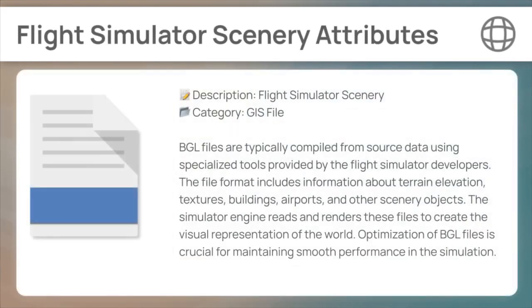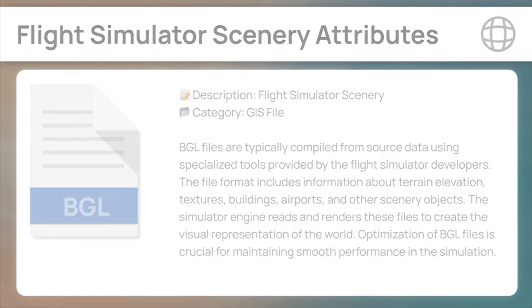BGL files are typically compiled from source data using specialized tools provided by the flight simulator developers. The file format includes information about terrain elevation, textures, buildings, airports, and other scenery objects. The simulator engine reads and renders these files to create the visual representation of the world. Optimization of BGL files is crucial for maintaining smooth performance in the simulation.